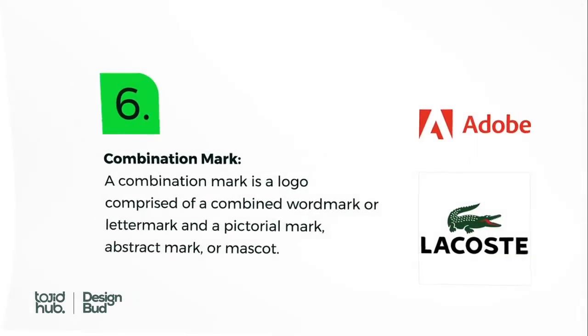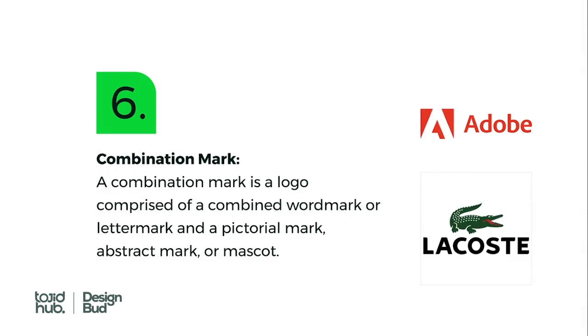So the next one we have here is the combination mark. A combination mark is a logo comprised of a wordmark and a lettermark, or a wordmark and a pictorial mark, or a wordmark and an abstract mark, or a wordmark and a mascot. In summary, a combination mark is just combining any two kinds of logo together with the name in there. So with the combination mark, people will begin to associate your name with your pictorial mark or mascot as time goes on.